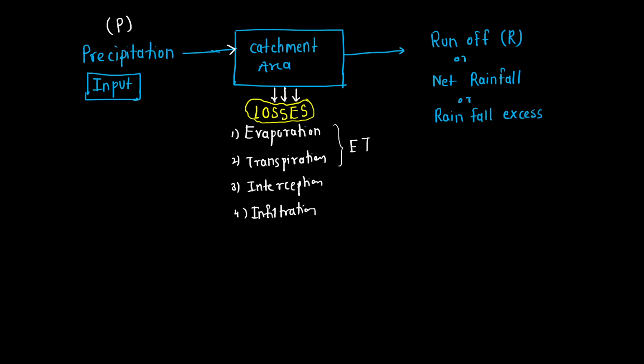So coming to the basics that we have discussed, in a catchment area, the input is precipitation or rainfall, and the losses we have categorized into four types, that is evaporation, transpiration, and most of the times these both losses are combined and called as evapotranspiration, then interception and infiltration. So once these losses are taken out from the input, then the net rainfall that we get is also called as rainfall excess, or we call it as runoff, that is R.